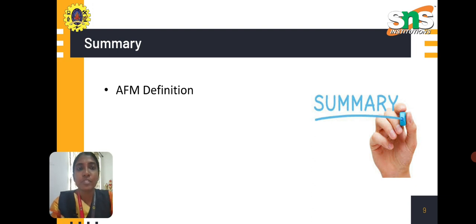Today we have seen the definition of accounting. We have discussed what accounting is, and we have also seen a short definition of accounting.